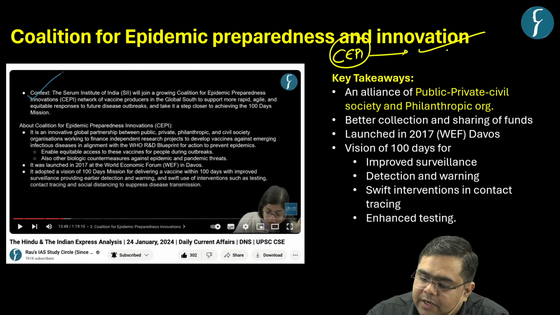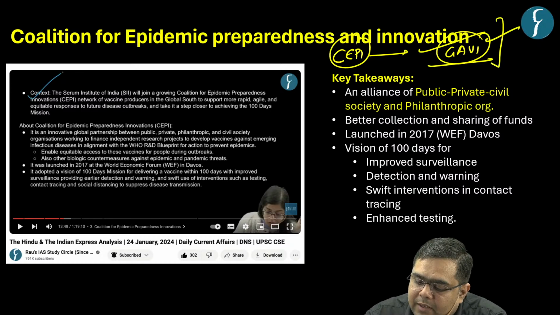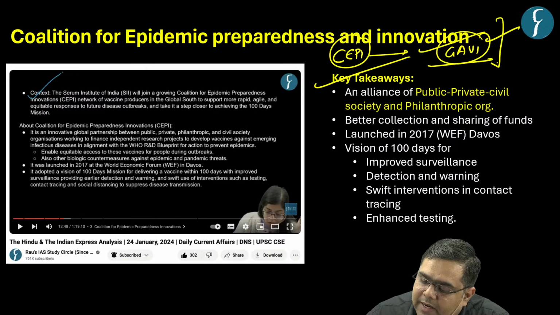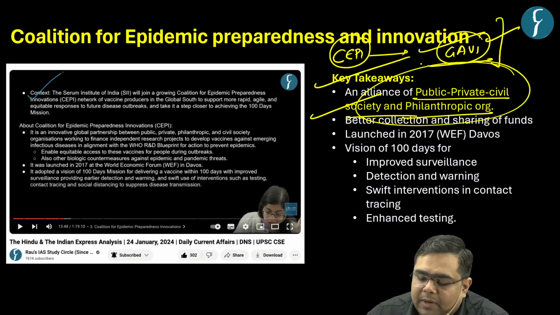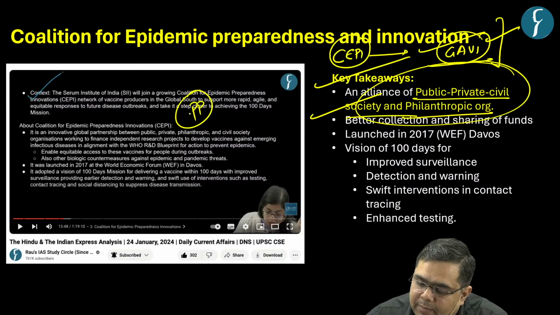Another key initiative that was in the news in the past couple of years was the Gavi Alliance, the Global Alliance for Vaccines and Immunization. What are the key takeaway points? Key takeaway points are that it is an alliance of public, private, civil society and philanthropic organizations. So the primary stakeholders are public and private, then civil society, and then philanthropic organizations.